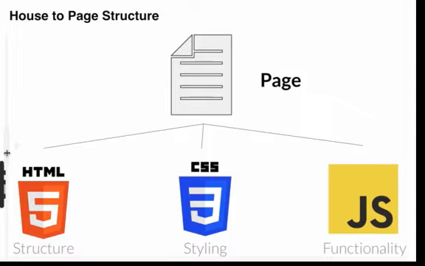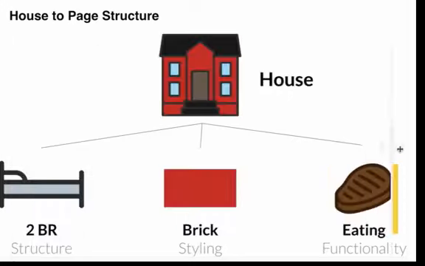Here's a great interactive diagram from codeanalogies.com. You can see we have the page, the structure, styling, and functionality. And if we move this slider, so it's like the house. So the page is like the house. The structure, or the HTML, is like how many bedrooms or rooms there are. The CSS, the styling, is like the color of the brick here. And then the functionality, what you're doing, like eating, is the JavaScript.